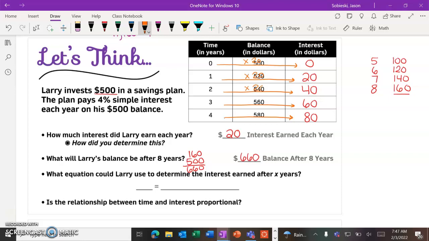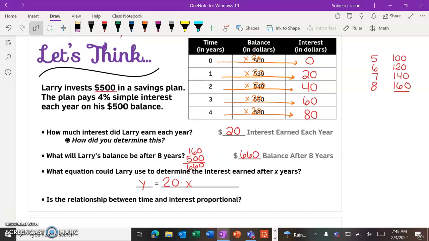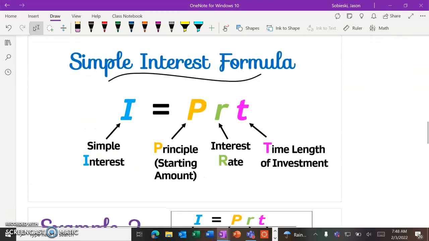So in other words, our constant of proportionality is 20 for this. We know we could write an equation from this, y equals 20x. And of course, this is proportional because it starts at (0, 0), and there is the same constant of proportionality each time. So that's just a little bit of a review. But what we really want to get into is this simple interest formula, which is I equals PRT.